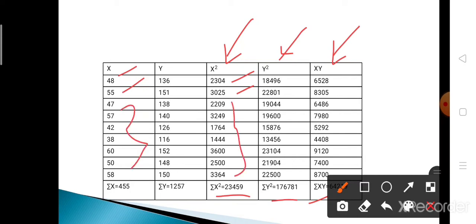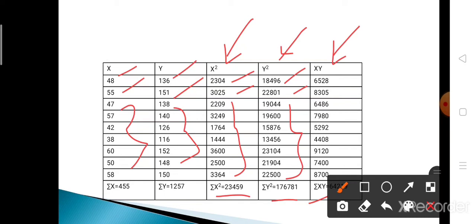Now the y square. What is meant by y square? Just squaring the corresponding values of y. The first value of y is 136. 136 square is 18496. 151 square is 22801. Similarly calculate for the remaining values of y.